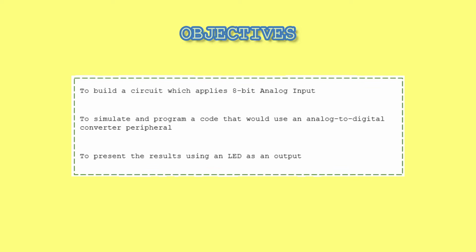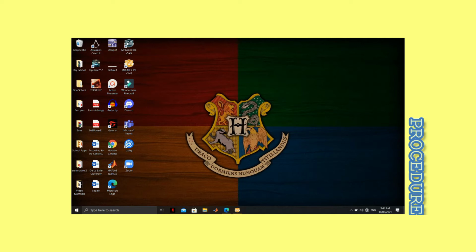The objectives of this experiment are to build a circuit which applies 8-bit analog input, to simulate and program a code that would use an analog to digital converter peripheral, and to present the results using an LED as an output. So now let us begin with the experiment.